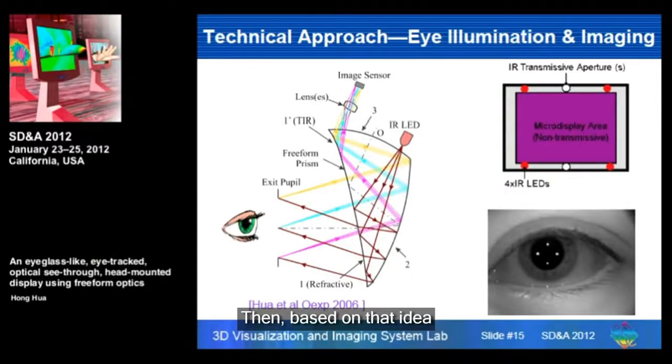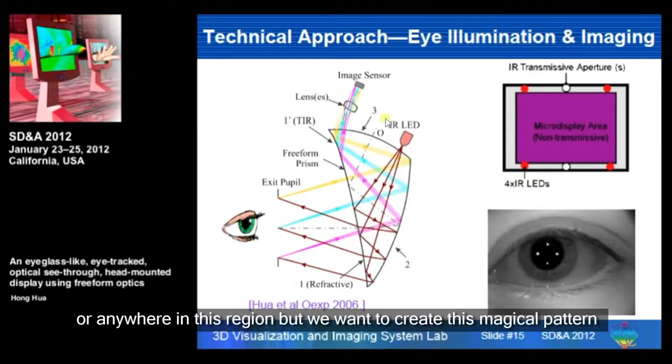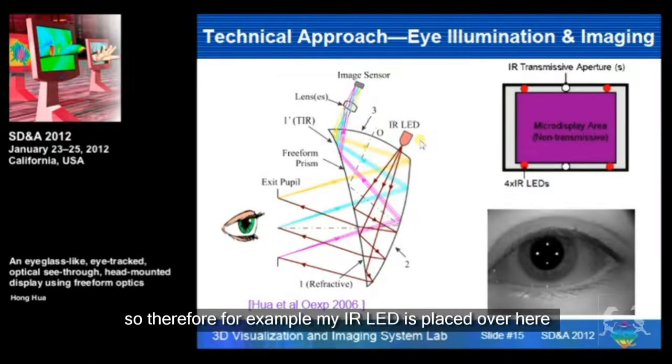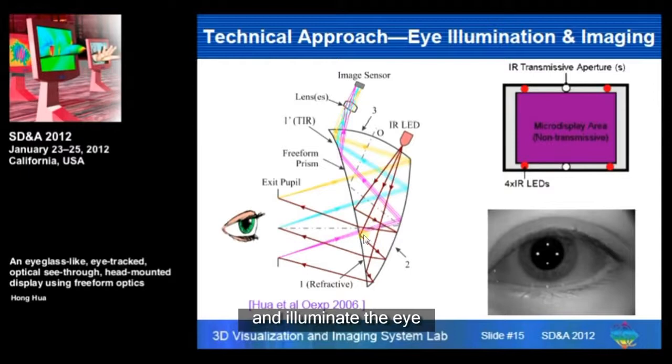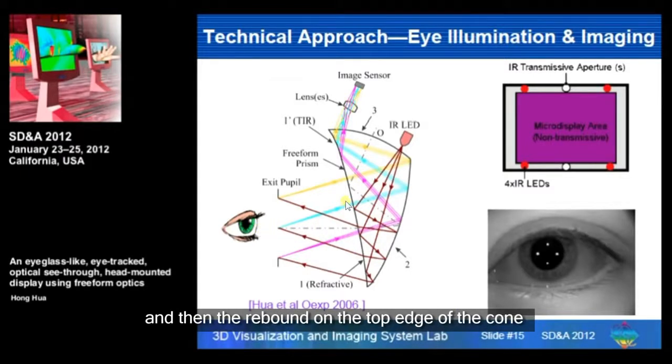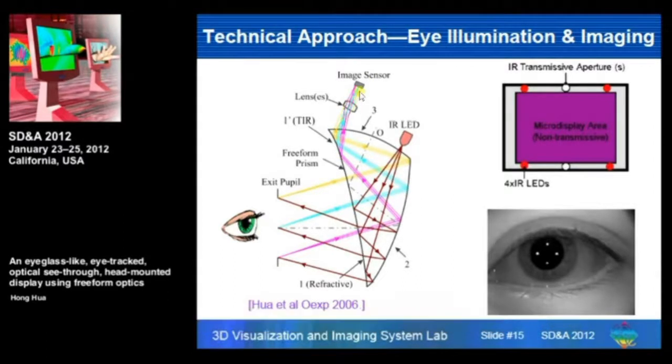Then, based on that idea, we can place, for example, LEDs on the side, anywhere in this region, but we want to create this magical pattern. So, for example, an LED placed over here will follow the path and illuminate the eye. And then the ray bundles on the top edge of the cone will be used for the eye image and will be captured by an infrared sensor.